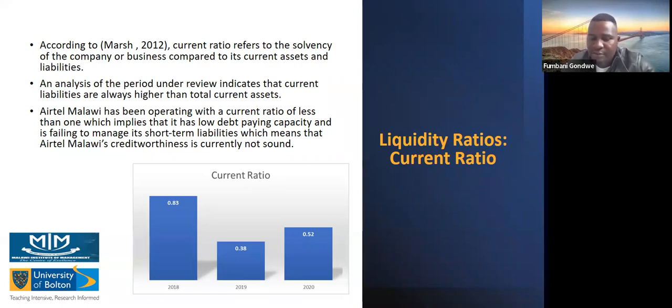As you can see from the graph, the current ratio is less than 1, which means that for the whole period under review from 2018 to 2020, the current liabilities of Airtel Malawi were more than the current assets. This implies that Airtel Malawi's ability to finance its current liability was relatively low. In other words, we can say that Airtel Malawi had a low debt paying capacity. Reaching this far, I would like to give the floor to my friend Moyna to continue on the working capital ratios.